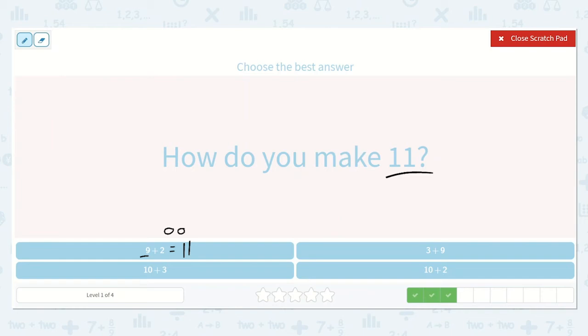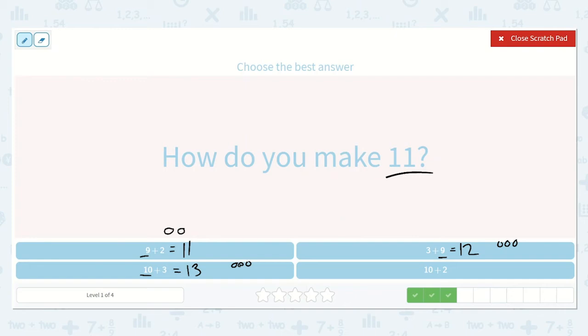We have 10 plus 3 more, so let's draw 3 dots. 1, 2, 3. And we can say 10, 11, 12, 13. So it is 13. Here we have 9 plus 3, so let's draw 3 dots. We say 9, 10, 11, 12.